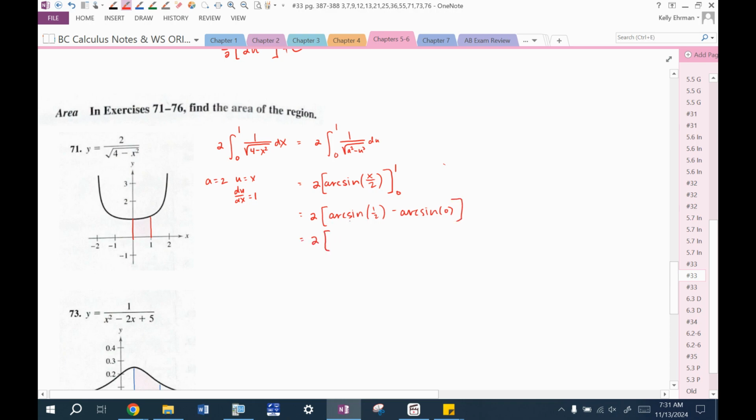That's 2 times arcsine of 1/2 is pi over 6. Arcsine of 0 is 0. 2 times pi over 6 is pi over 3.